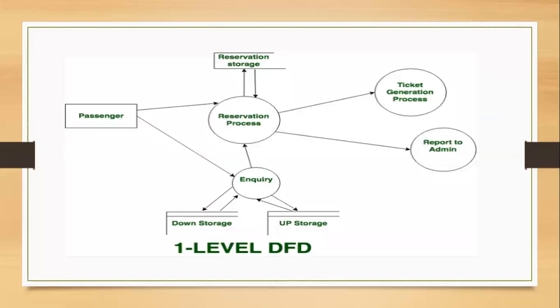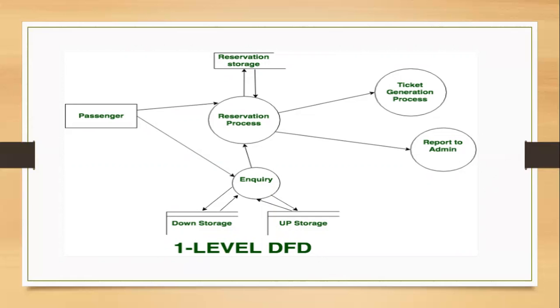So this is an example of a level 1. Here the reservation process will do some tasks, that is the ticket generation process, and report to the admin. If there is any inquiry, then the passenger will also ask the reservation process, and the inquiry module again has sub parts, because there are so many types of inquiries. There is some place where reservation information will be stored, so a data store for the reservation process. This is just giving a broad view of the reservation part, not the detailed part.